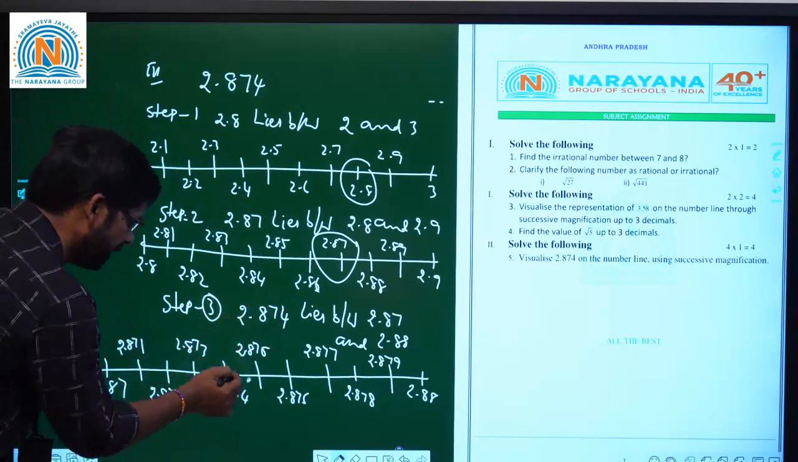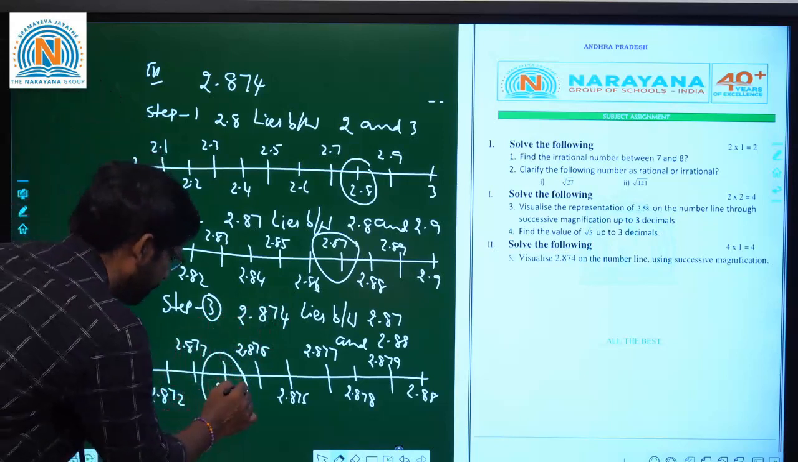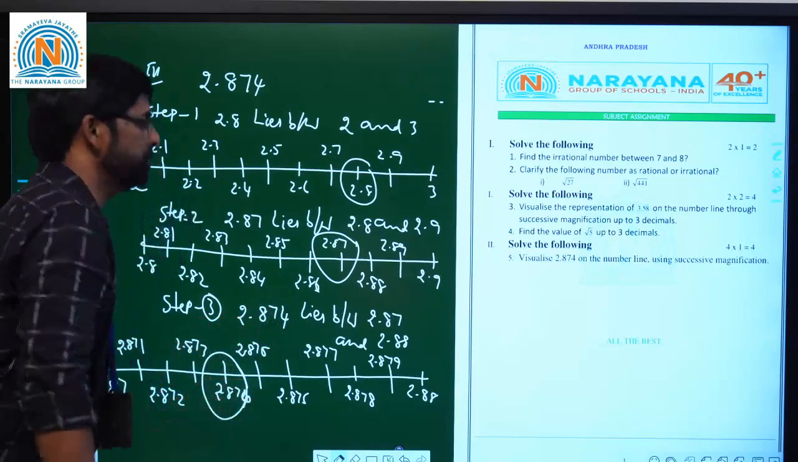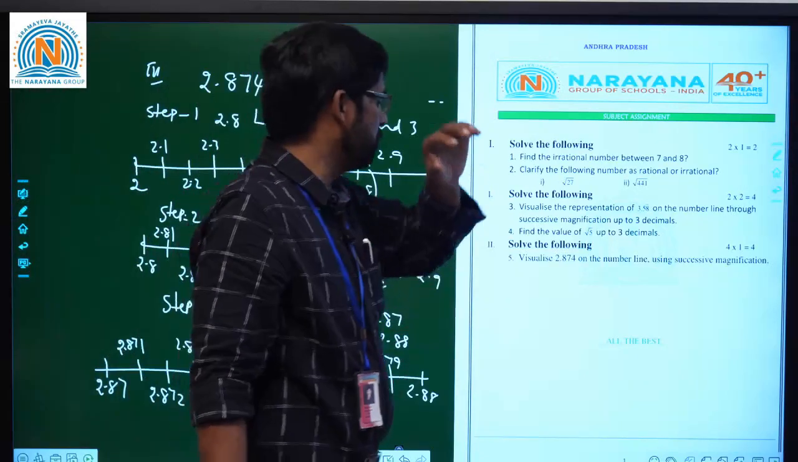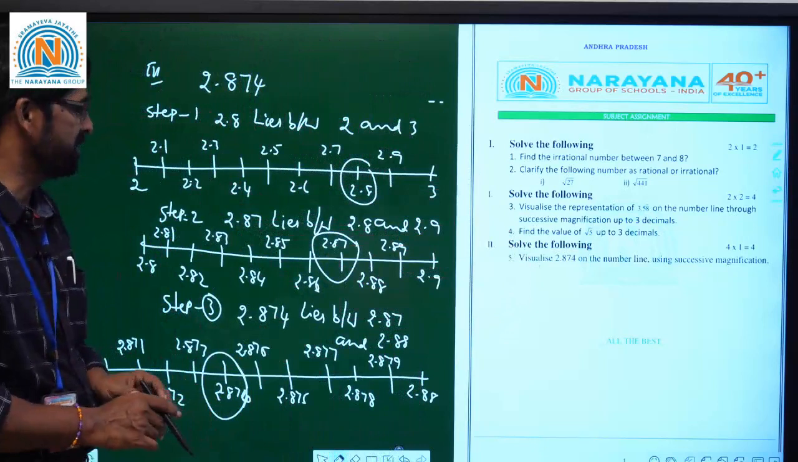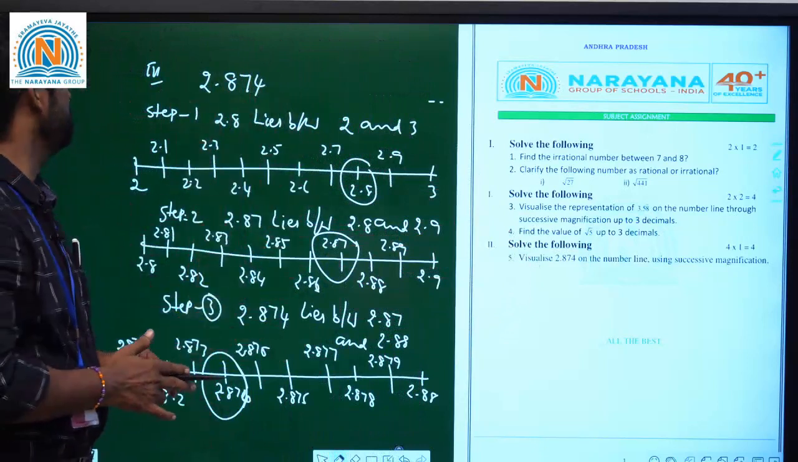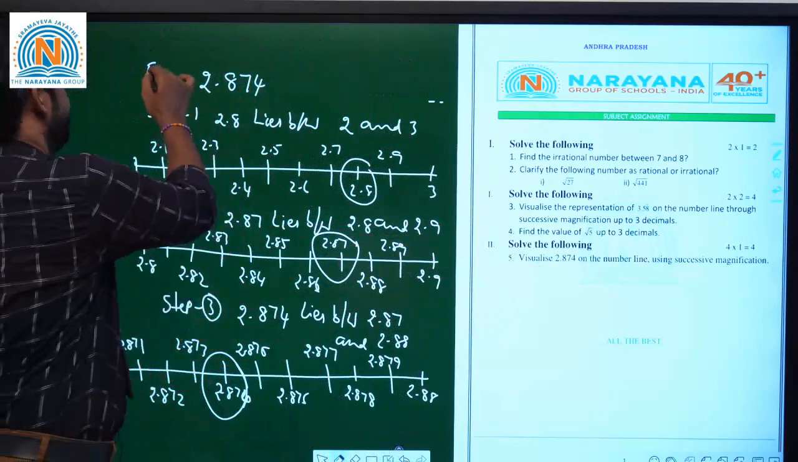2.874. Where is 2.874? Map the 2.874. So this is the visualization of 2.874 on the number line using successive magnification. So these are the parts of the third Roman numeral.